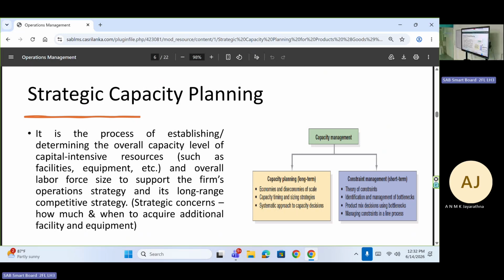Strategic capacity planning can be broadly categorized into, put a semicolon, but long-term capacity planning. Long-term capacity planning. I can put two examples, right?